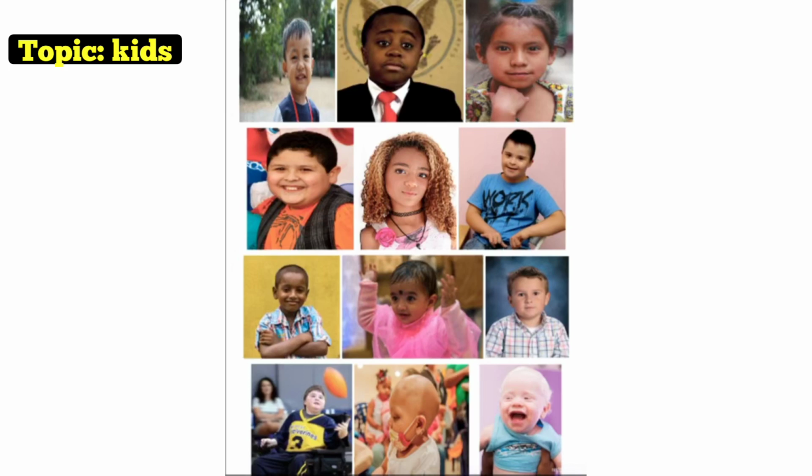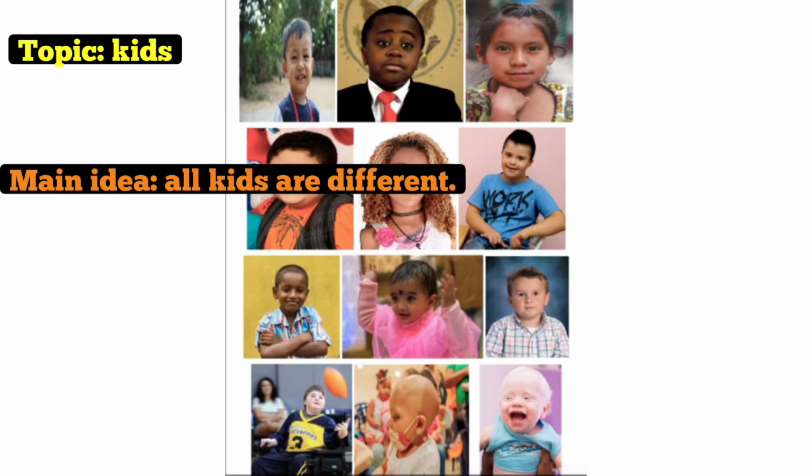Now that we know what our topic is and we know that our topic is kids, now we're going to move on to the next part. And the next part is main idea. So like we mentioned earlier, main idea is one sentence, and that is what the author wants us to know about the topic. Since we know that the topic is kids, what does the author want us to know about these kids? If we look at all the different pictures, they're not all doing the same thing. And actually, all the kids look really different too. So the main idea for this collage is all kids are different.